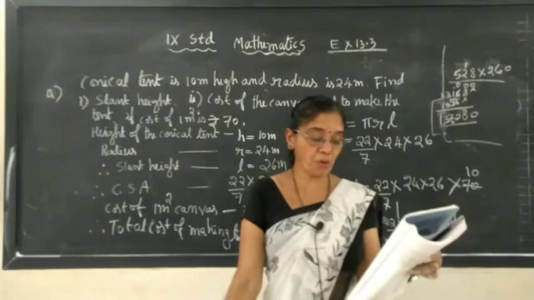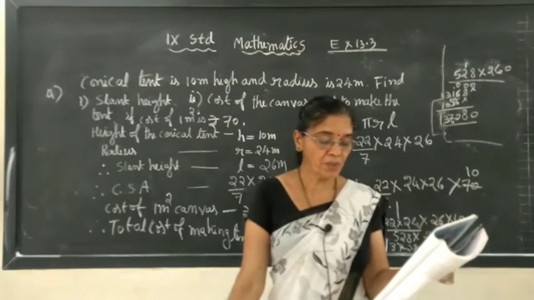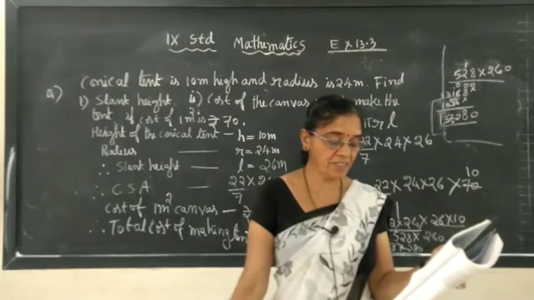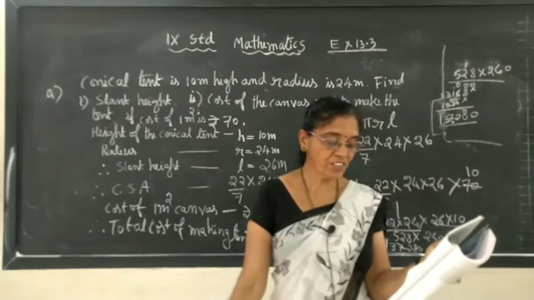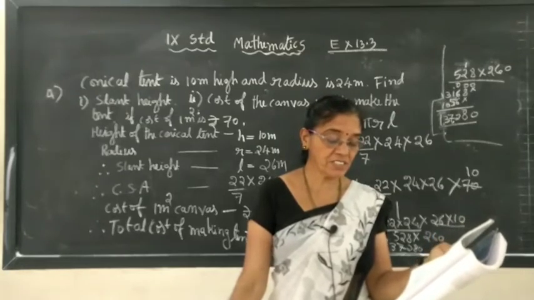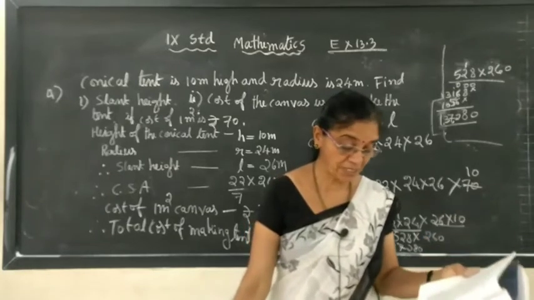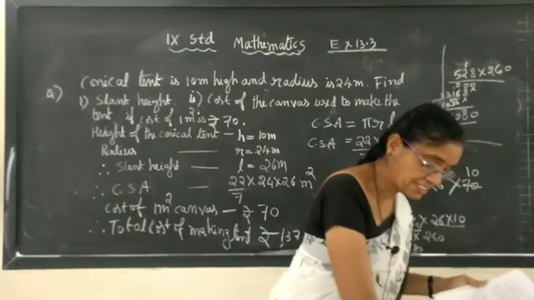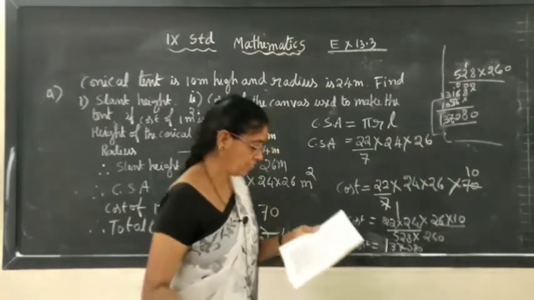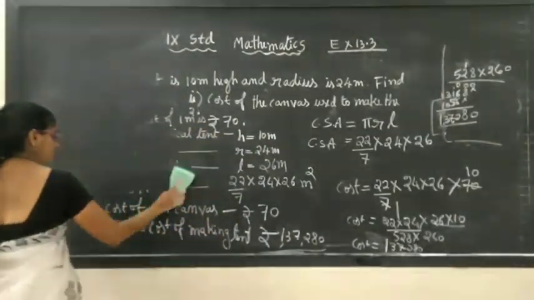Now, see the sixth problem. The slant height and base of the conical tomb are 25 meter and 14 meter respectively. Find the cost of whitewashing its curved surface at the rate of 210 rupees per 100 meter square. It is not 1 meter square, 100 meter square. Shall we try now? Will you try in your book simultaneously? Okay, you also try now, children. It is the sixth problem. Fifth problem, no need. Okay, try sixth problem.